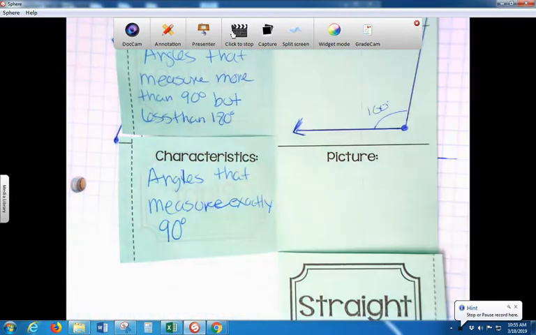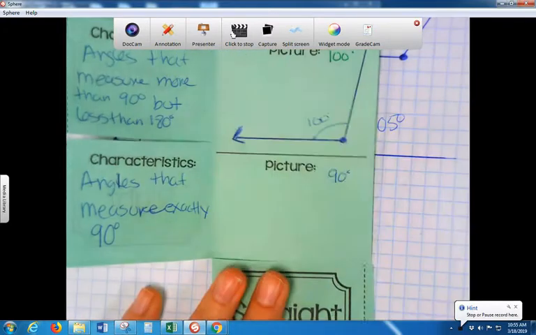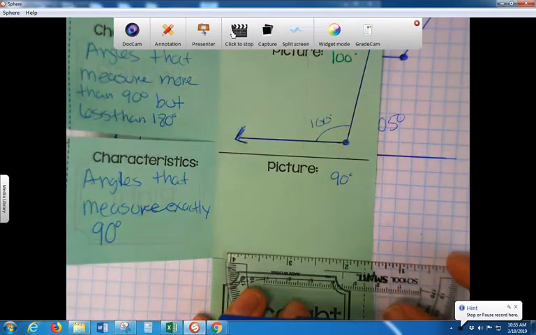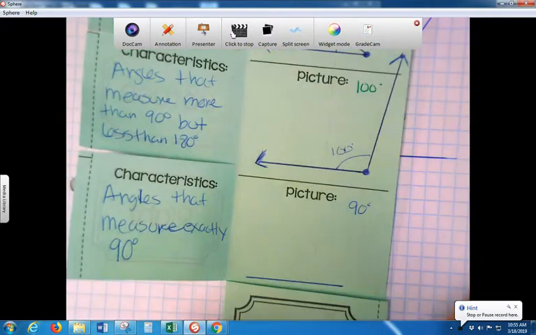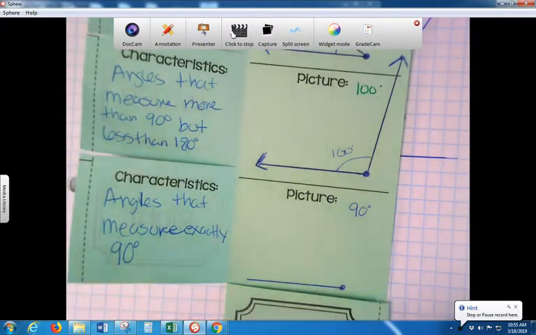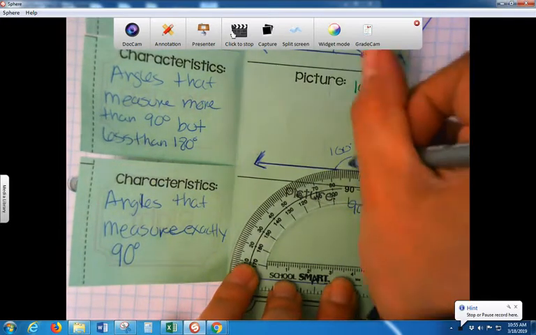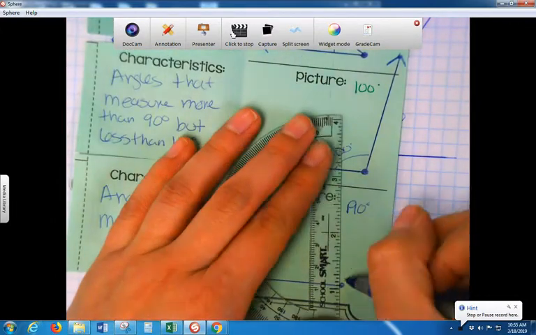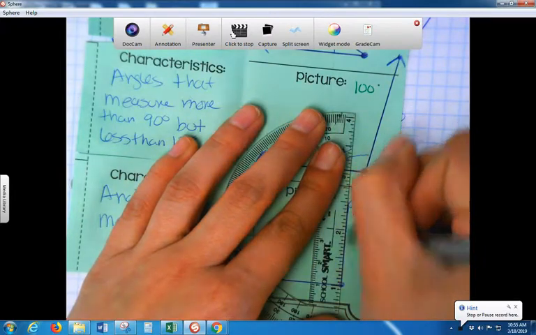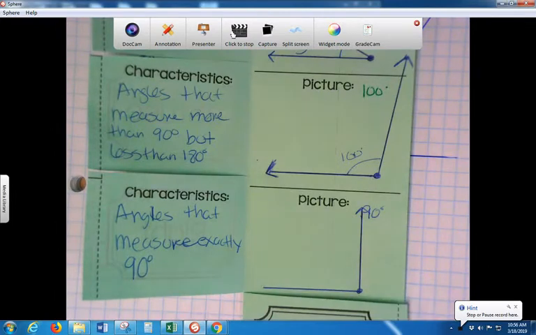Okay. What picture do we need? What's the only picture we can draw? 90 degrees, right? This one has to be 90 degrees. It should look like the corner of your paper. Yeah, angles that measure exactly 90 degrees.